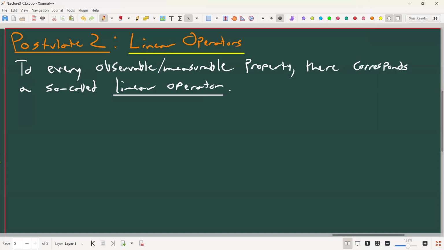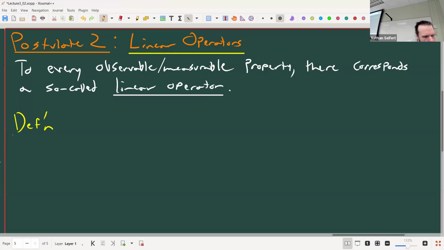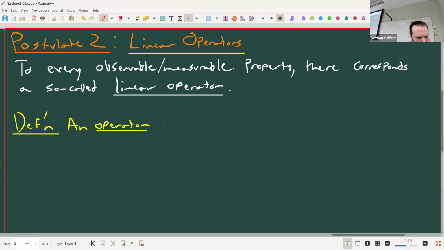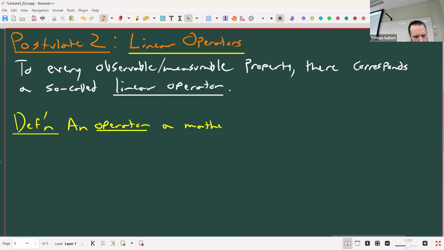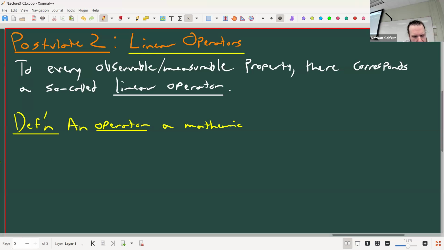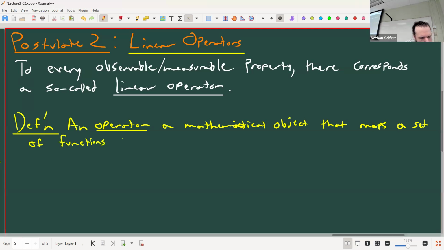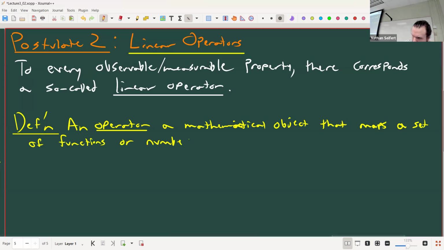So let's try to understand what an operator is, okay? All right, so a definition. An operator, you can think of it as a function or an object. I like to think of it as an object, a mathematical object that maps a set of functions or numbers to another.